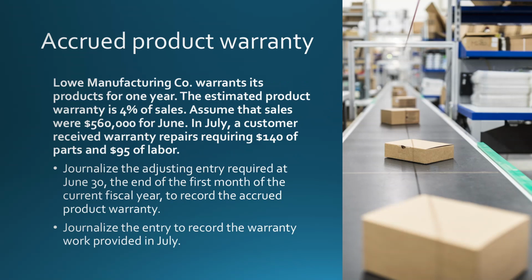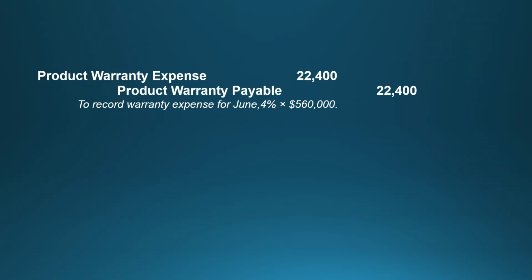Let's take a look at another one. So Lowe Manufacturing warrants its products for 1 year. The estimated product warranty is 4% of sales. So let's assume there were $560,000 of sales for June, and in July, a customer received warranty repairs that required $140 of parts and $95 of labor. So we're going to record both issuance. The first one represents the amount that we set aside in the liability account to cover future warranties. So that's 4% of sales, so that's $22,400.